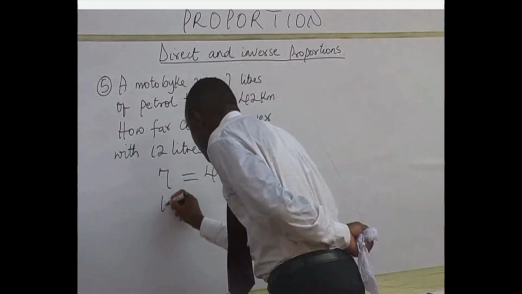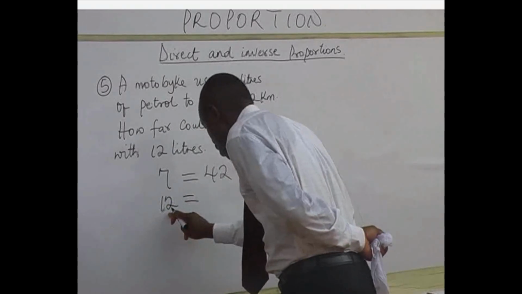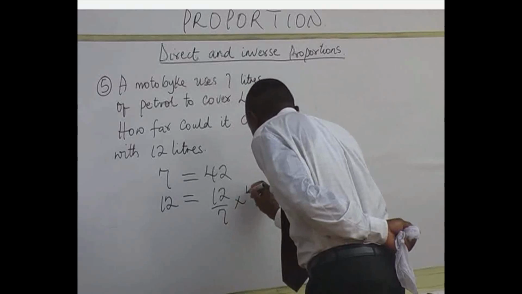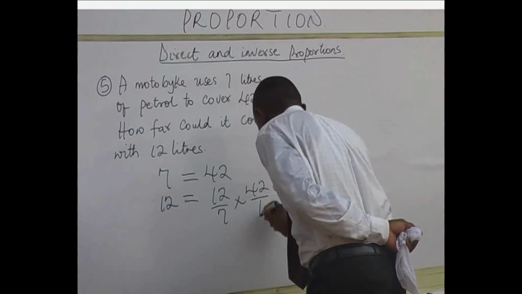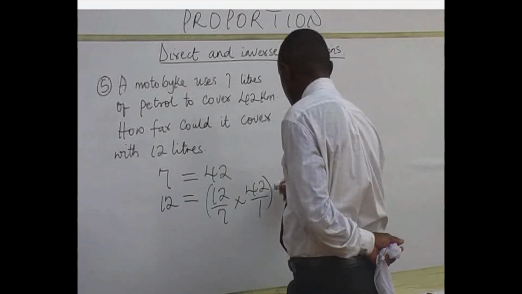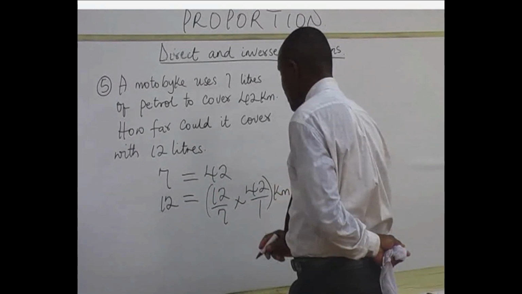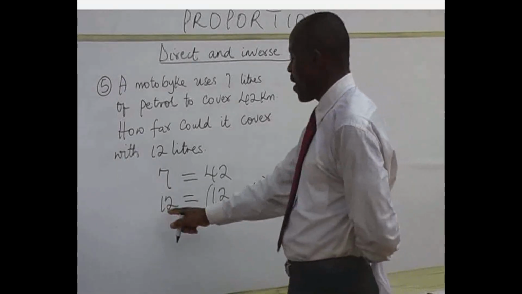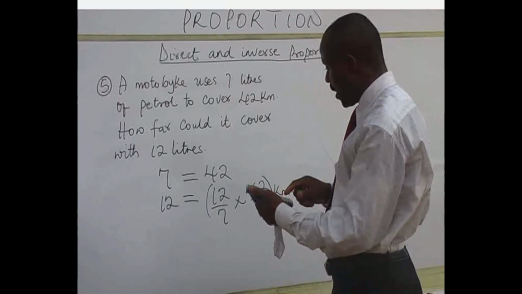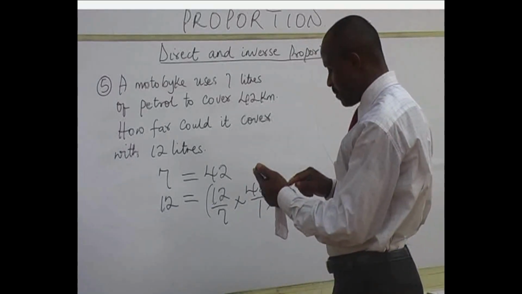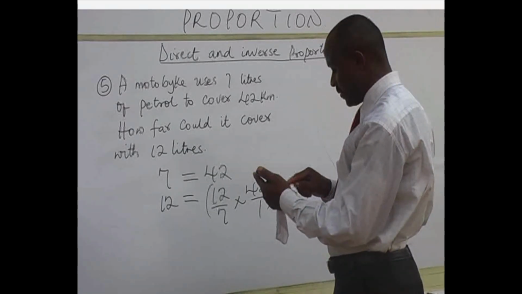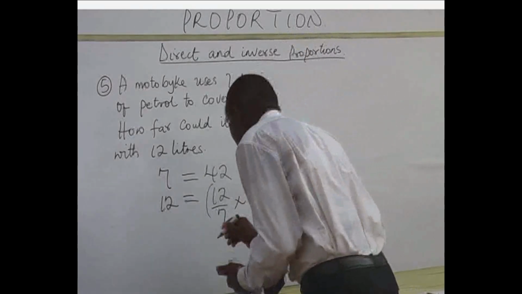Then 12 liters will give, when more, less you divide. 12 divided by 7 times 42 all over 1. Whatever you get here is in kilometers, because it will be the distance it can cover with 12 liters of petrol. Use a calculator first. 12 times 42 divided by 7 gives you 72 kilometers.